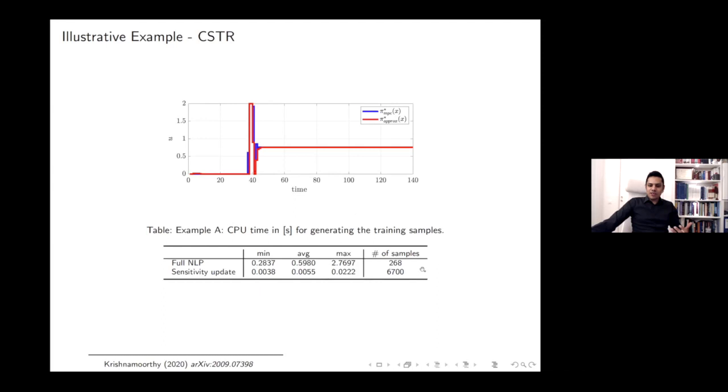And when I use this data set to train an MPC, or to approximate the MPC policy, and then compare the closed loop solution using the approximate policy with the full MPC policy, we see that we get very similar performance. That means we're able to approximate quite nicely, despite a significant part of the training data coming from the sensitivity update.